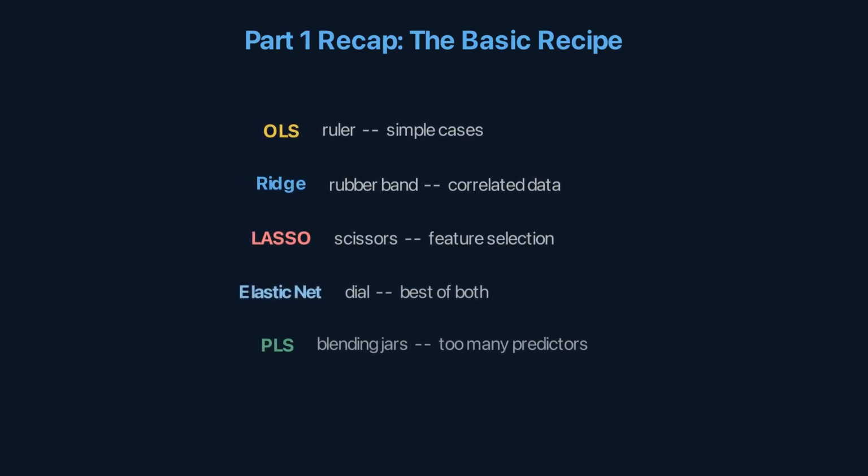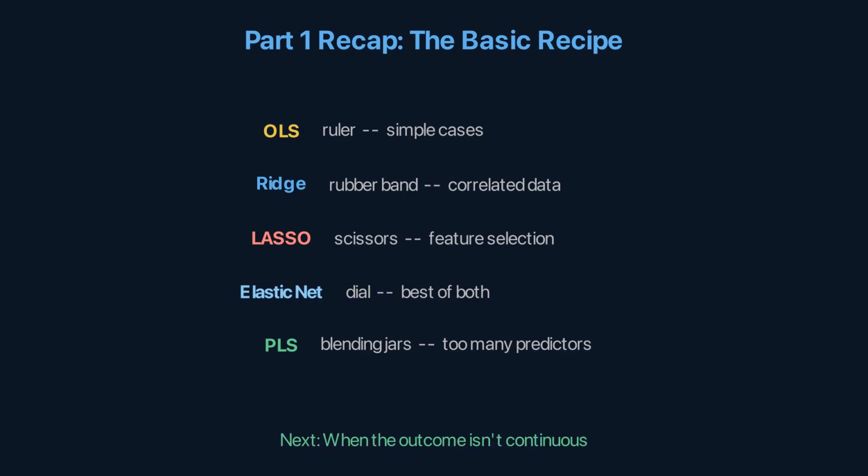5 strategies for cracking the basic recipe. OLS for simple cases. Ridge when everything is correlated. LASSO when you need to find the needle in the haystack. Elastic net to blend both. And PLS when the pantry overwhelms the palate. Next time, what happens when the outcome isn't a continuous score?